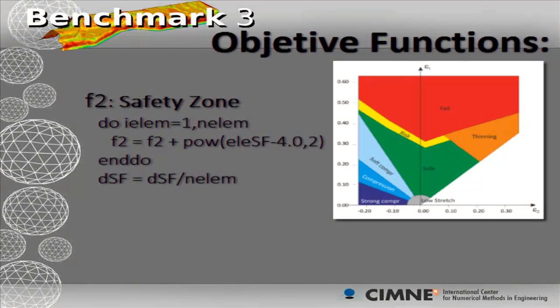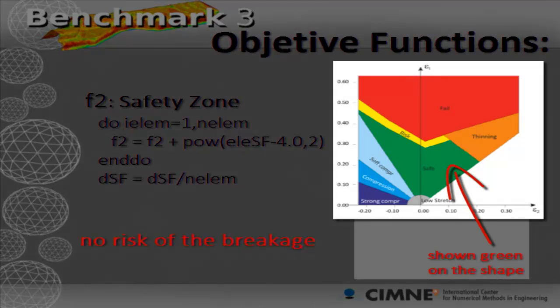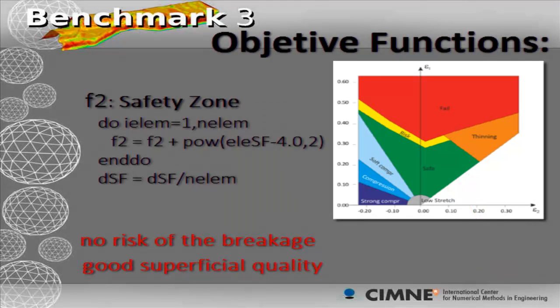The objective function 2 evaluates the safety. This function is minimal when the safety value is 4. That corresponds to no risk of breakage and good superficial quality. And the rest of the unwanted zones will be assigned values between 1 and 7.